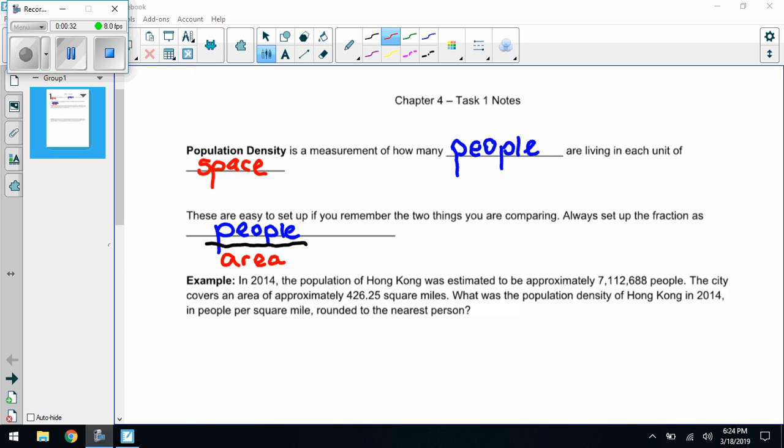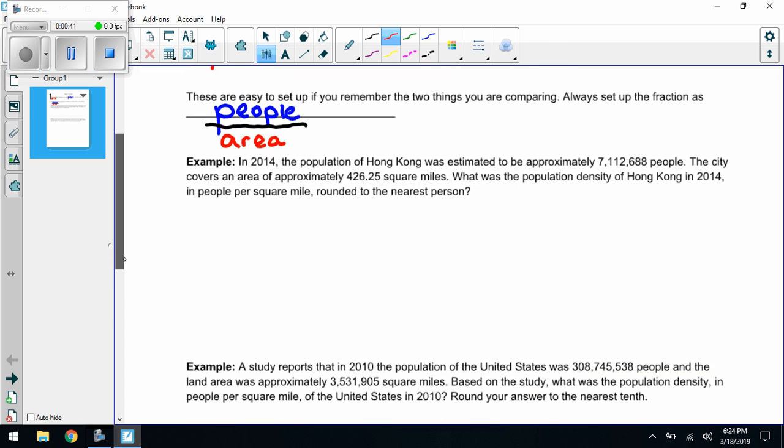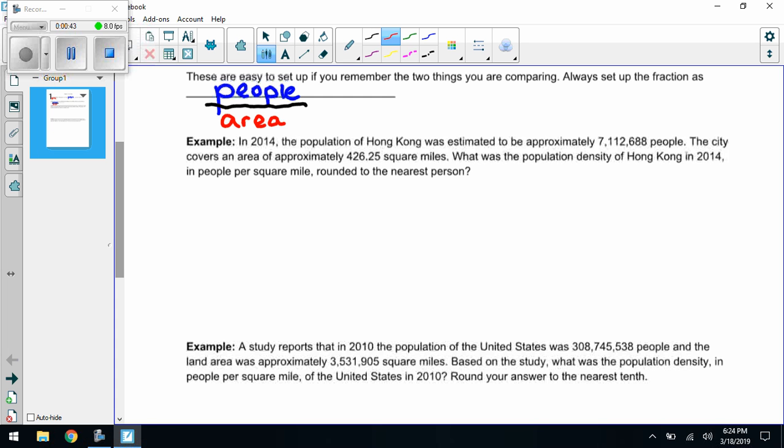So the best way to learn about population density is to just do a couple examples. So the first example we'll look at says in 2014, the population of Hong Kong was estimated to be approximately 7,112,688 people. I'm going to go ahead and underline that number because that's significant because it tells me how many people. And remember, that's the first thing we're comparing.